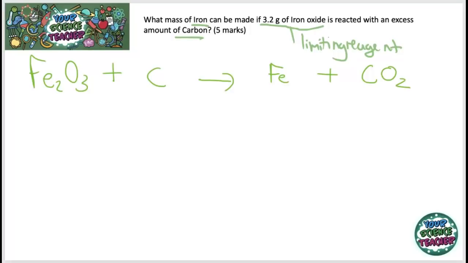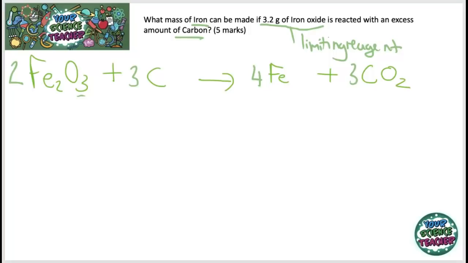Now, the first thing to do when you encounter a question like this is balance your equation. Now, I can see that I've got 3 oxygens on this side of my equation and 2 on this side. So if I try and balance that out, I'll put a 2 here. And now I've got 6 oxygens on this side of my equation. I can easily balance that out by putting a 3 in front of my CO2. I can then balance my carbons, put a 3 in front of that, and I have 4 irons on this side, so I need 4 irons on this side.